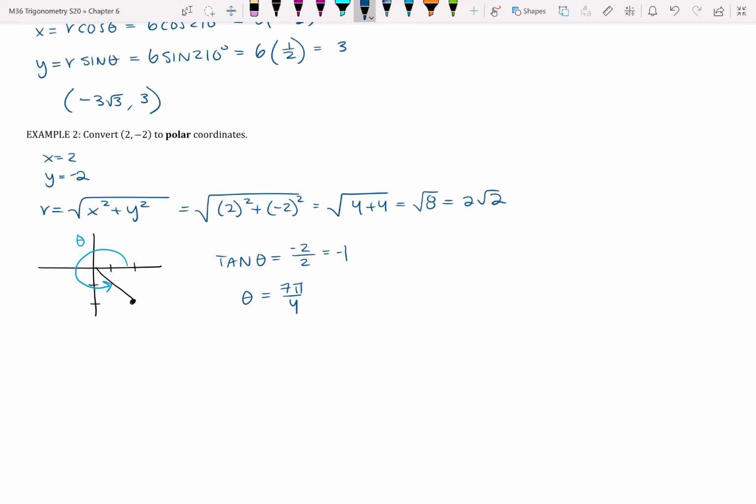All right, and so 2 comma negative 2 is now 2 square root of 2 comma 7 pi over 4. Again, these are the same location. If you really think about it, 7 pi over 4 is going to put me in the fourth quadrant, slicing it right in the middle. And then 2 square root of 2 is the distance from the center to that point, and is going to give me the same exact location. One of them is in polar coordinates and the other one is in rectangular coordinates.